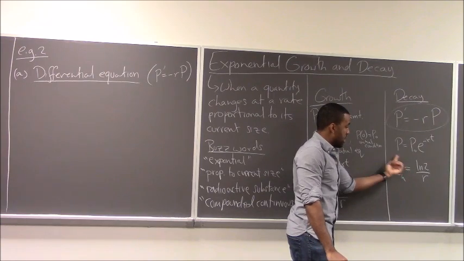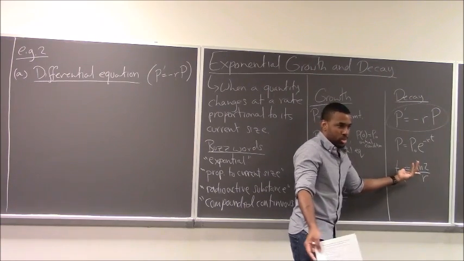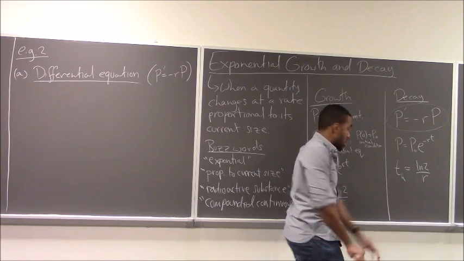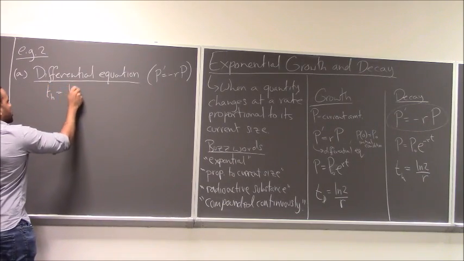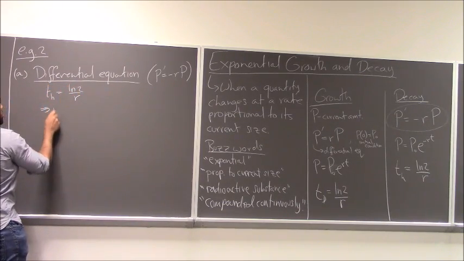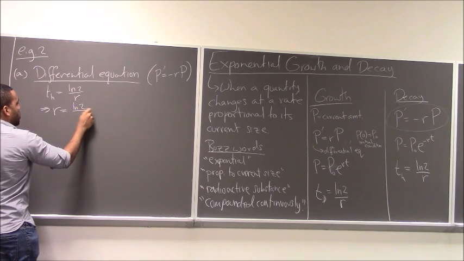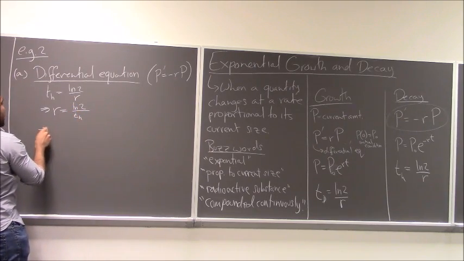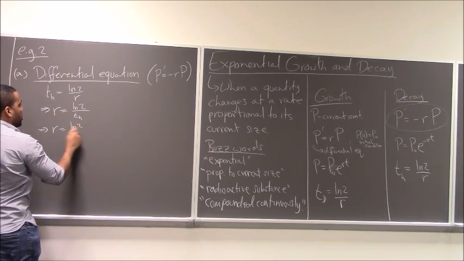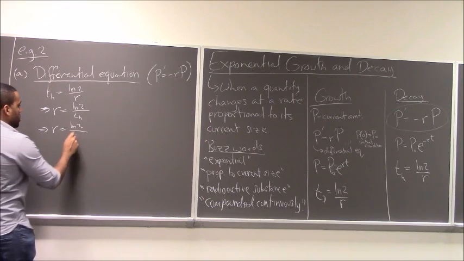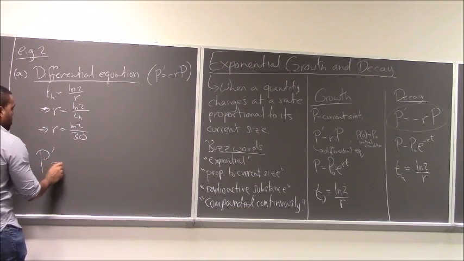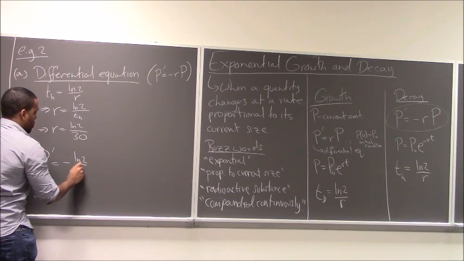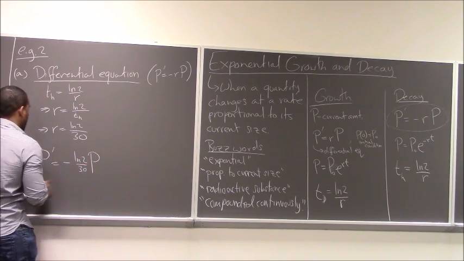They told me the half-life, and ln2 is just a constant, so I can actually use this to solve for R. Okay? So we know that the half-life is equal to ln2 over R. This would mean that R is equal to ln2 over the half-life. This would mean that R is equal to ln2 over 30 years. This means that P prime is equal to minus ln2 over 30 times P. That's our differential equation.